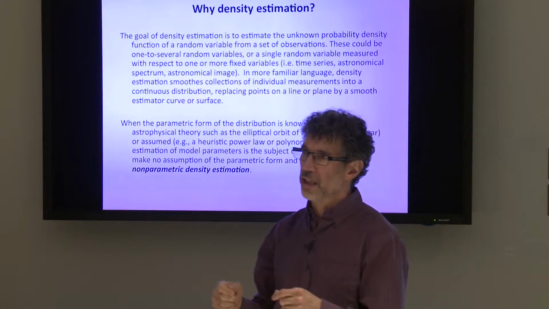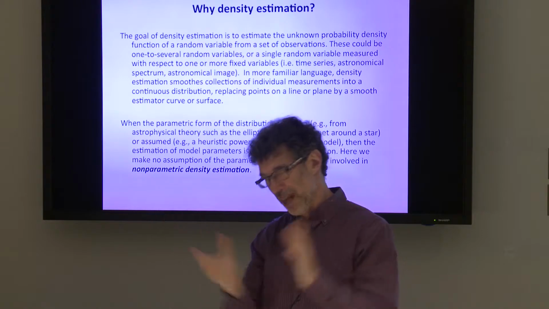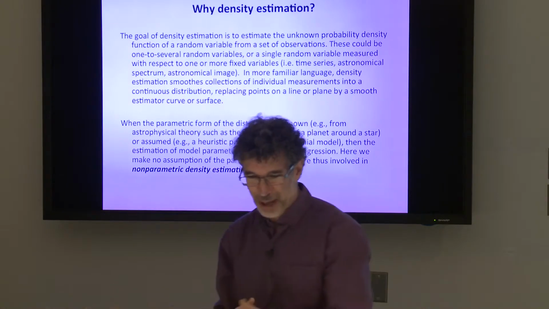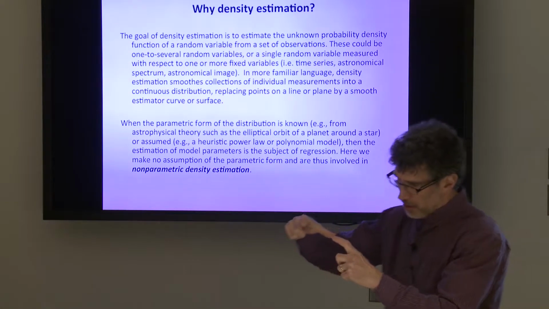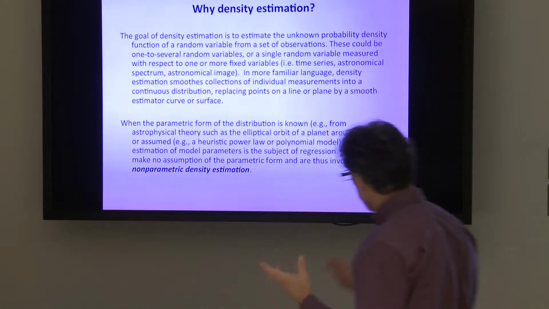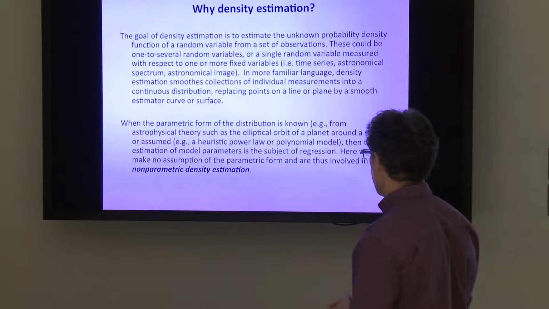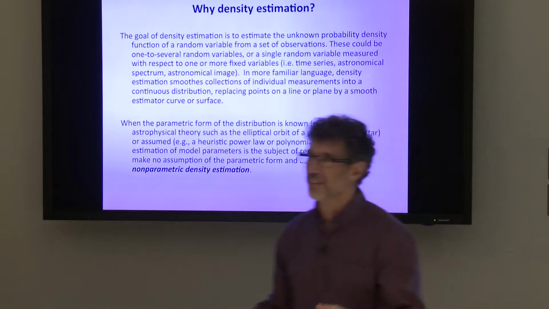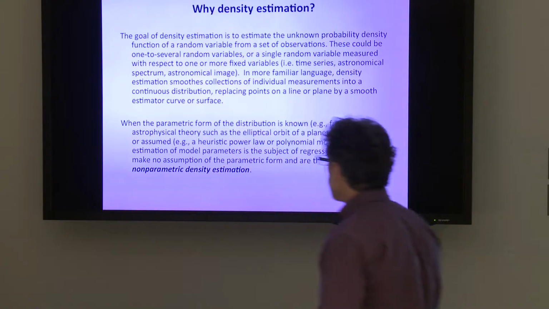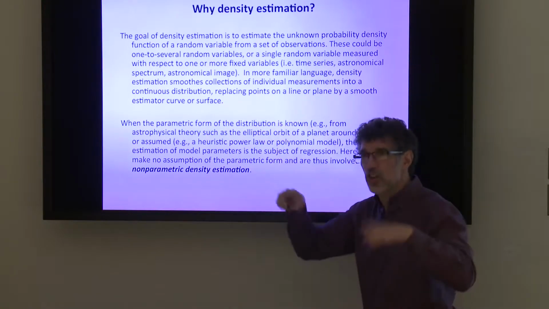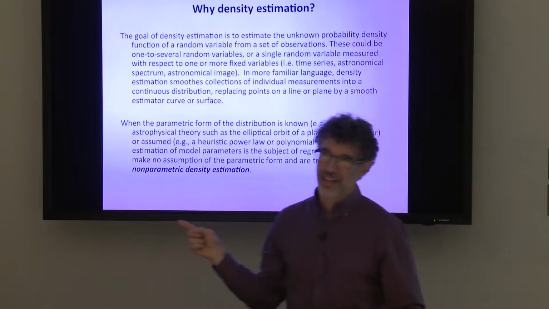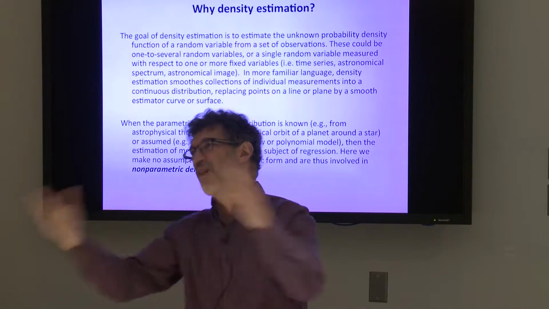And the goal is to assume the family, polynomial family, let's say, and to find the parameters, the coefficients of the polynomial. Or to assume an ellipse and to solve for the size of the ellipse and the ellipticity of it and its orientation. The parameters of the model. That's called regression. That's another lecture. It's another field of statistics. It's not density estimation. So the term density estimation is usually called, or should be called to be more precise, non-parametric density estimation. Because if it's parametric, then it's called regression.